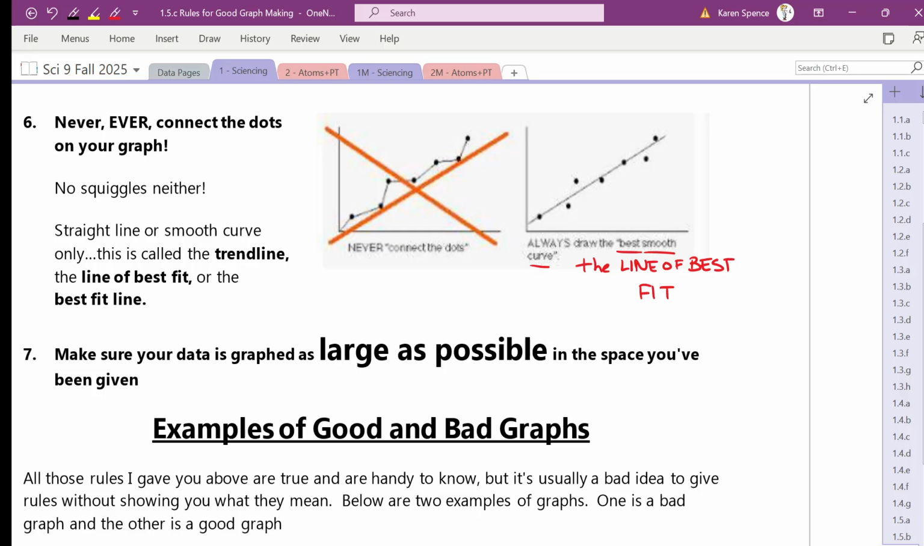Your data should be graphed as large as possible in the space. Okay, so if I give you a piece of graph paper that is this big, I want it to take up at least like that much of the page, right? I don't want it all crammed down in one corner or up here. It should take up a large chunk of the page.